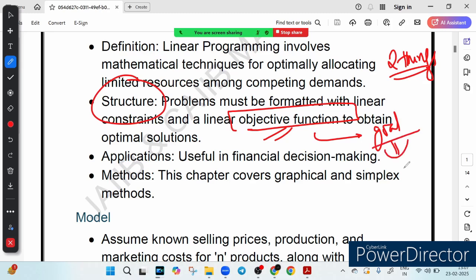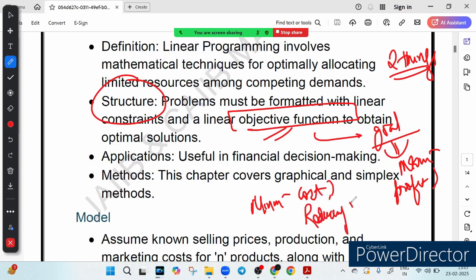So are we maximizing profit, or are we minimizing cost, or are we reducing time? For example, a company may want to maximize profit from selling different products. This is called the objective function, meaning our goal. What is our goal? Are we maximizing our profit, minimizing the cost, or reducing the time? But there are some constraints. Obviously the objective function is there, but there are some constraints.